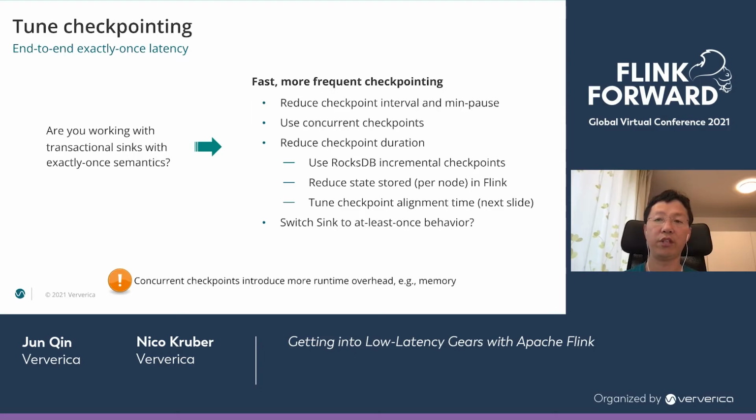I will share more details on this in the next slide, because checkpointing alignment can impact latency even if you are not using exactly-once semantics. Another option is to not use exactly-once sinks, but switch to at-least-once sinks. The result of this is that you may have duplicated output events. So this requires that a downstream application that consumes the output events of your job can do deduplication.